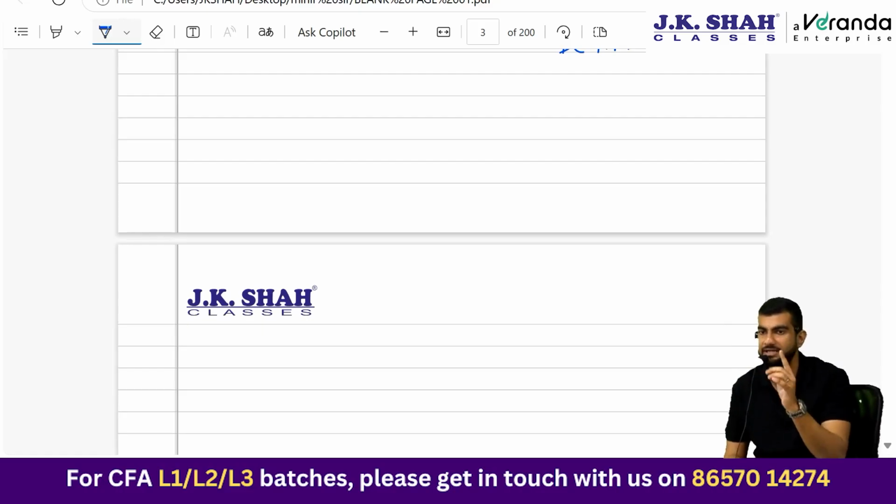Also in liquidity ratios there was one more, the defensive interval ratio. Cash plus marketable securities plus receivables, the numerator is the same as the quick ratio, upon average daily cash expenditures. So we are checking whether the company has enough quick assets to meet its average daily cash expenditures, right?